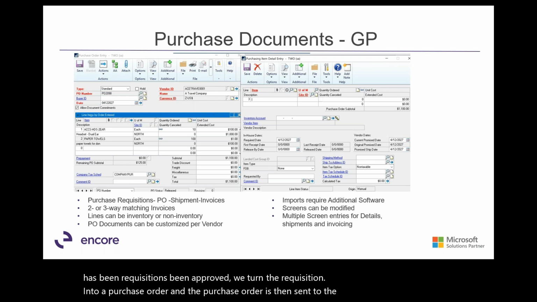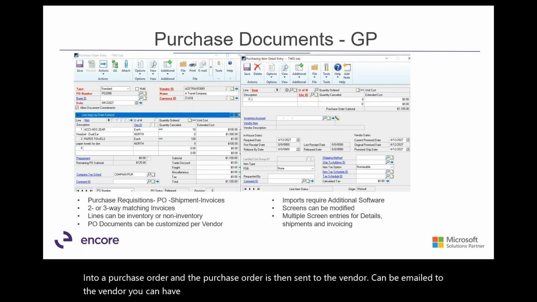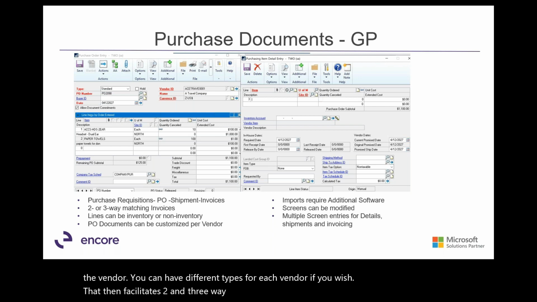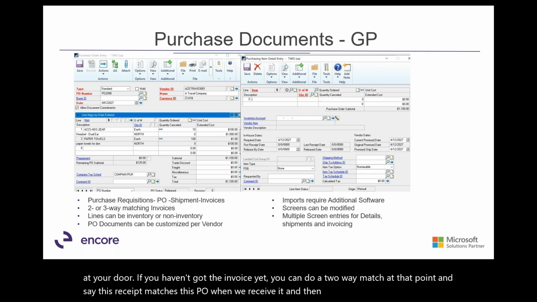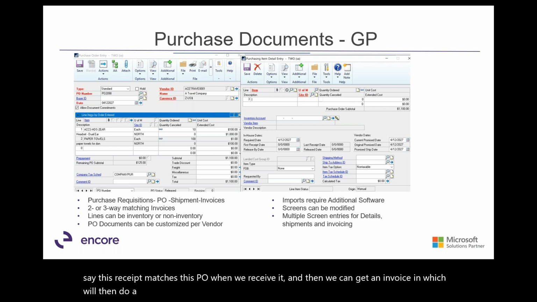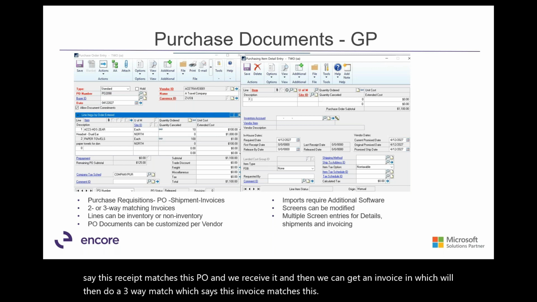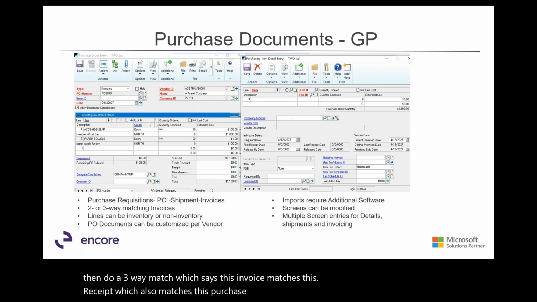It can be emailed to the vendor. You can have different types for each vendor if you wish. It then facilitates 2- and 3-way matching. In other words, when the product arrives at your door, if you haven't got the invoice yet, you can do a 2-way match at that point and say, this receipt matches this PO. And then when we get an invoice in, we do a 3-way match, which says this invoice matches this receipt, which also matches this purchase order, hence the 3-way match.